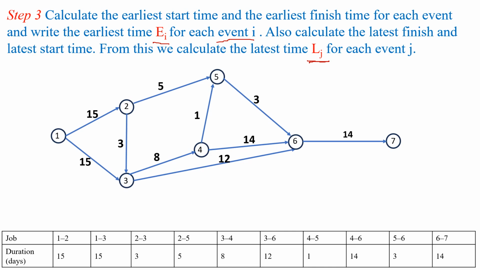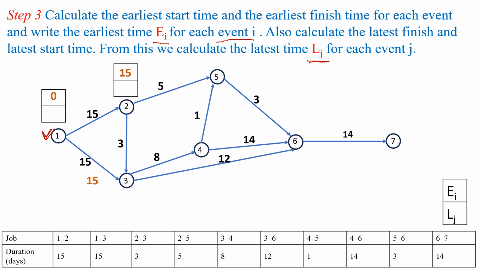First we have to start with the activity 1 to 2. So for activity 1 to 2, 1 is the starting event, then its earliest start time is 0. And earliest finish time will become 0 plus 15, that is 15. Next we have to see the activity 1 to 3. So start time is 0 for activity 1 to 3 and finish time will become 0 plus 15, that is 15. Here observe 3 is a merge event for the activities 1 to 3 and 2 to 3.